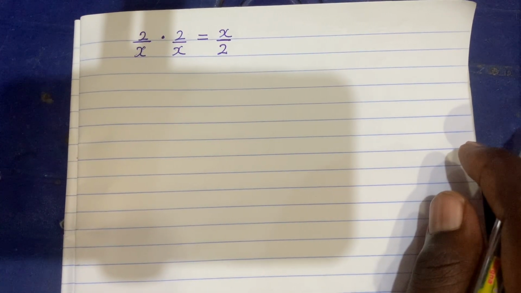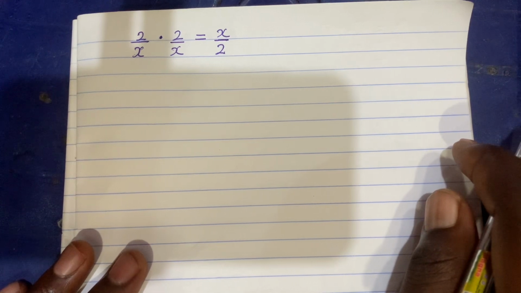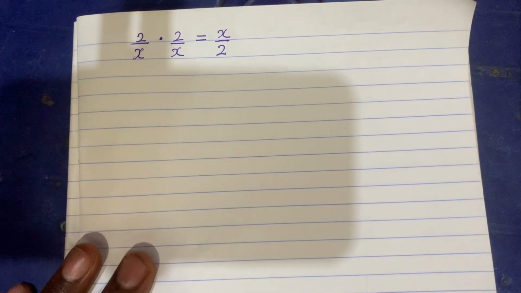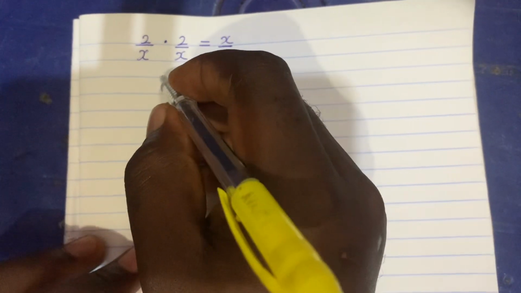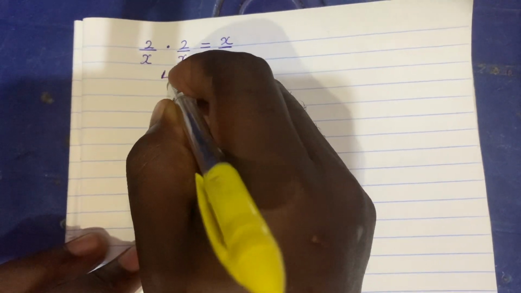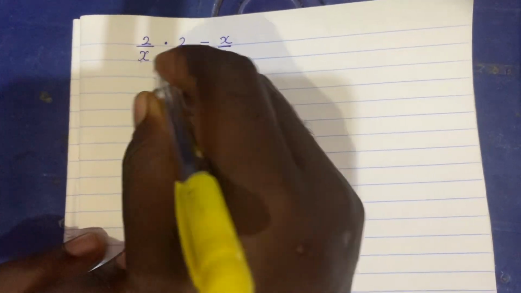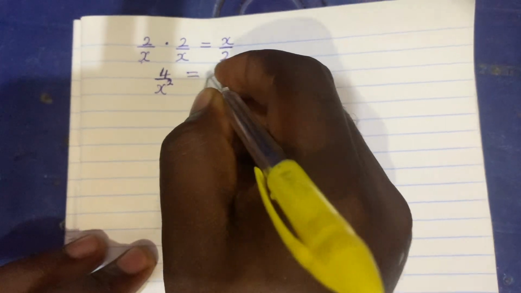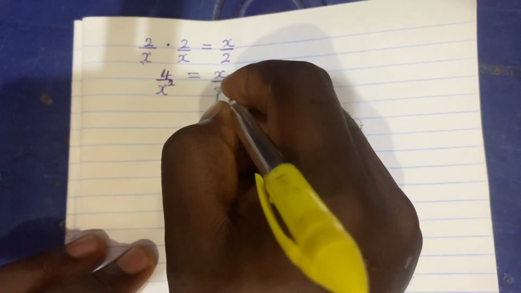Let us solve this simple Olympiad math problem. Okay, they asked to find the value of x if 2 over x multiplied by 2 over x is equal to x over 2. Right, now let us multiply out. 2 times 2 is giving us 4. Okay, 4 over x times x is giving us x squared. Okay, is equal to x over 2.